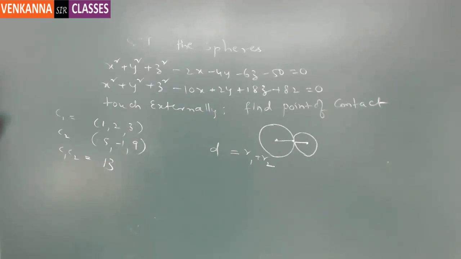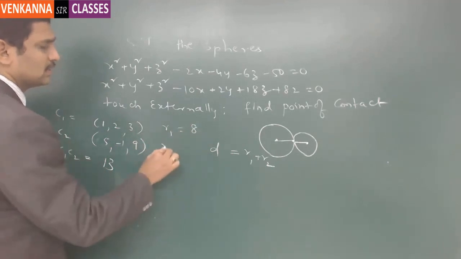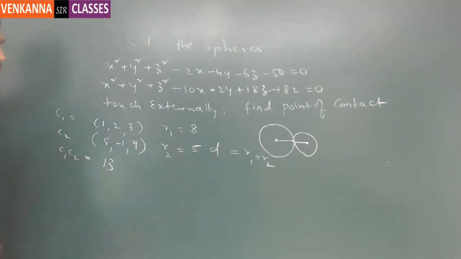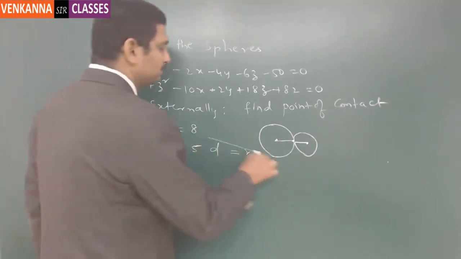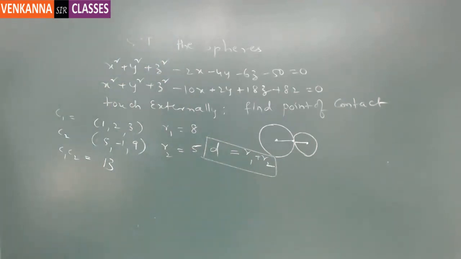Please check on that. And the radius for them is, for the first sphere, radius is equal to 8. For the second sphere, radius is equal to 5. Please do and confirm. Hence, this condition is satisfied here. Any doubts for anyone?